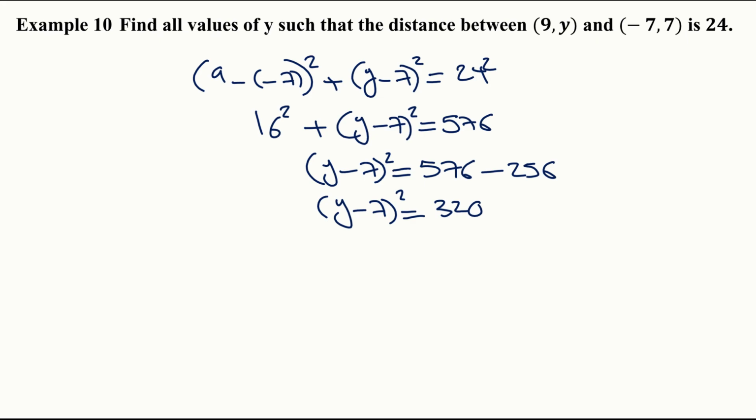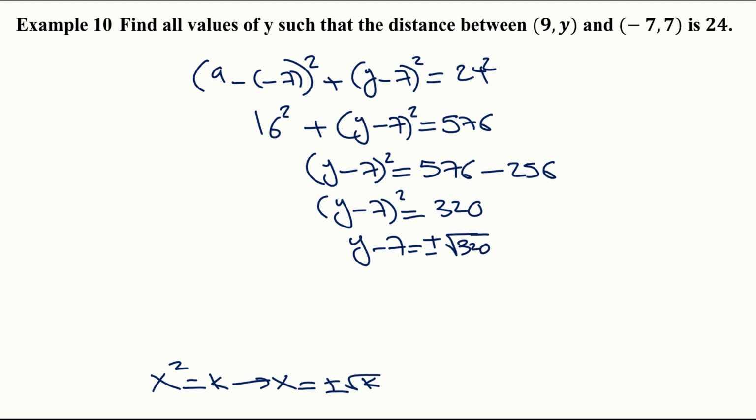Now, we can apply the square root property. Remember, if x squared equals k, then x must be what? Plus or minus square root of k. So here we get y minus 7 must be plus or minus square root of 320. And y is going to be 7 plus or minus square root of 320. Being a math class, you know, we always like to simplify as much as possible. So let's go ahead and find the prime factorization of 320.